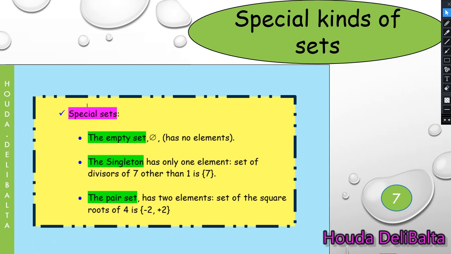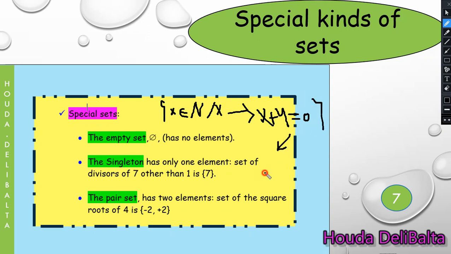For example, if I have this set defined by x belongs to N, such that x is a solution of the equation x plus 4 equals 0. So the solution of this is minus 4. Minus 4 is not a natural number, while the condition here is that x should be a natural number.